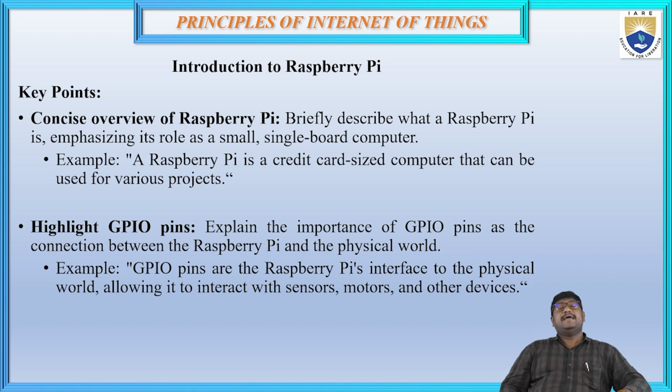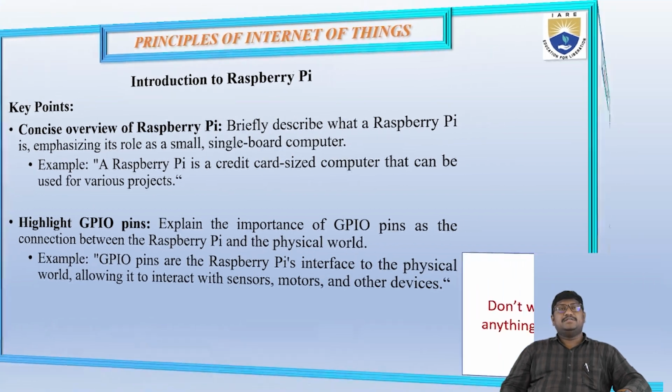The example which I am going to discuss with you is the GPIO pins on the Raspberry Pi, which provide an interface to connect with the physical world, allowing us to interact with sensors, motors, as well as other devices installed in an IoT system.